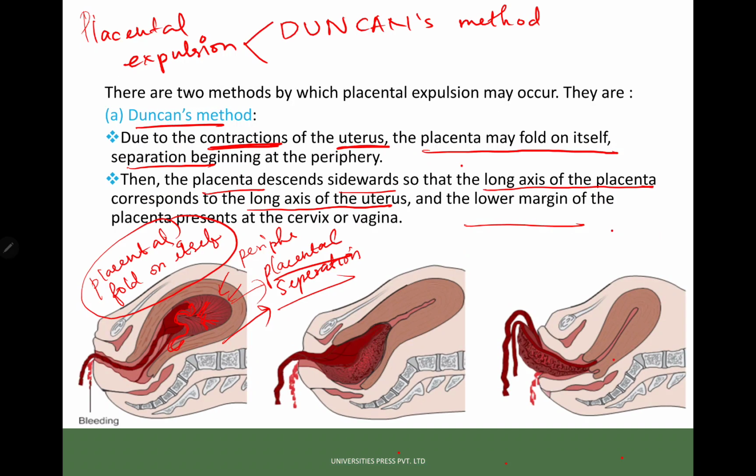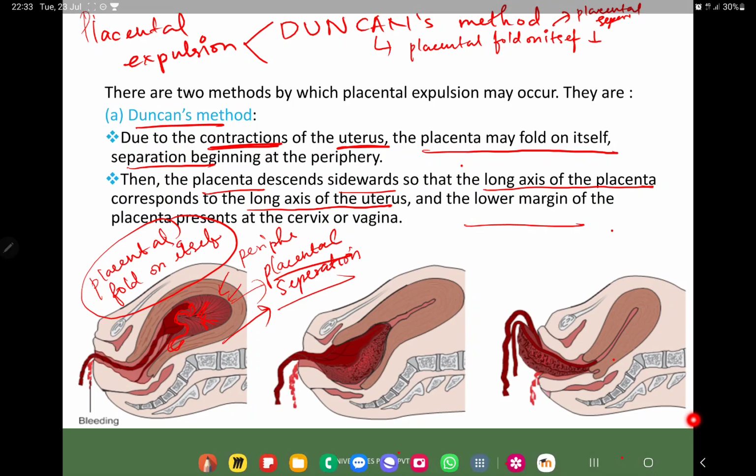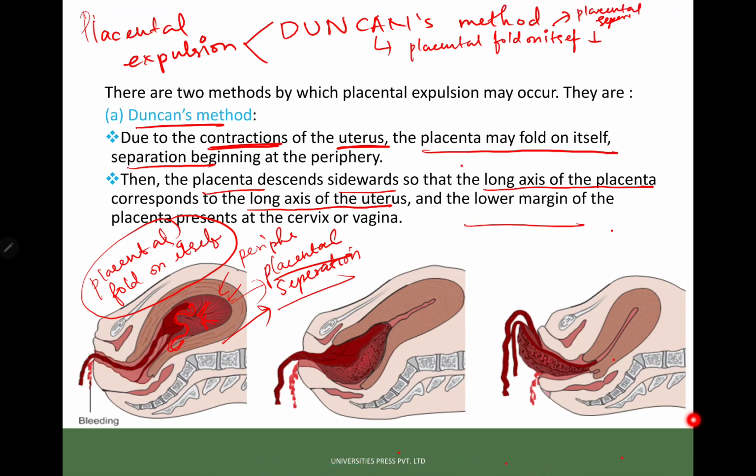This is Duncan's method. Duncan's method, simply, is the placenta folding on itself and therefore leading to placental separation. And then the placenta will descend sidewards, and the long axis of the placenta and the long axis of the uterus will be parallel, and therefore the placenta will be expelled.